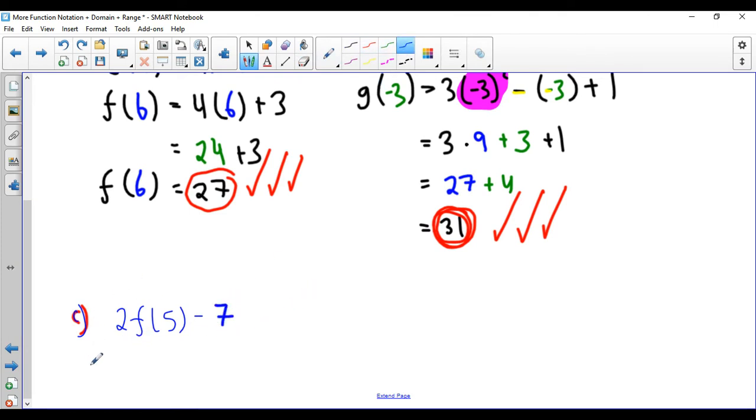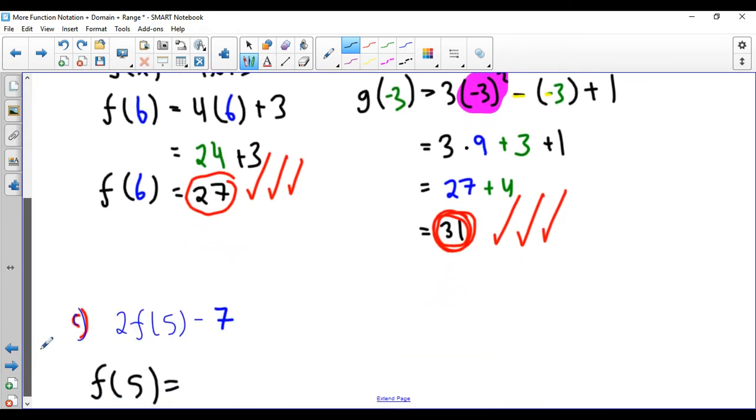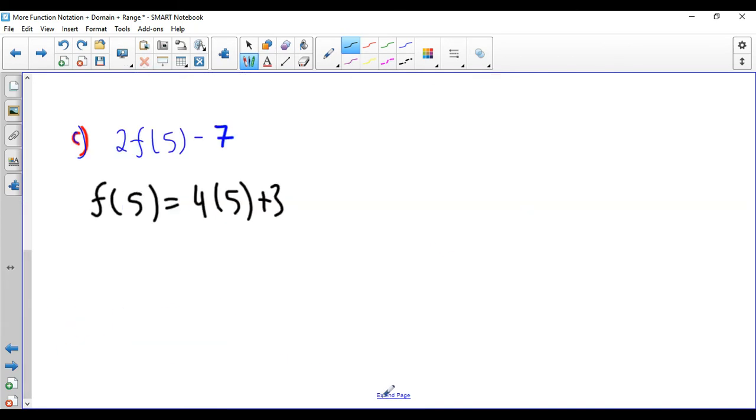So again, what do we got to do? We got to figure out what is f at 5. So f at 5 is going to be, let's get our function, 4x plus 3. So it's going to be 4 times 5 plus 3, which is going to be 20 plus 3, which is going to be 23. All right.